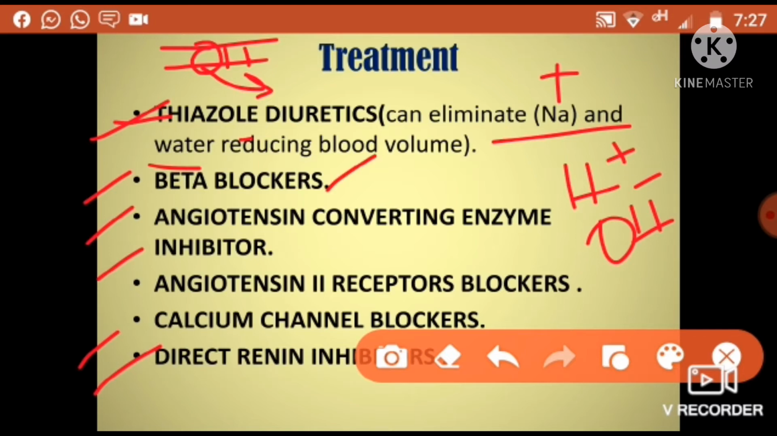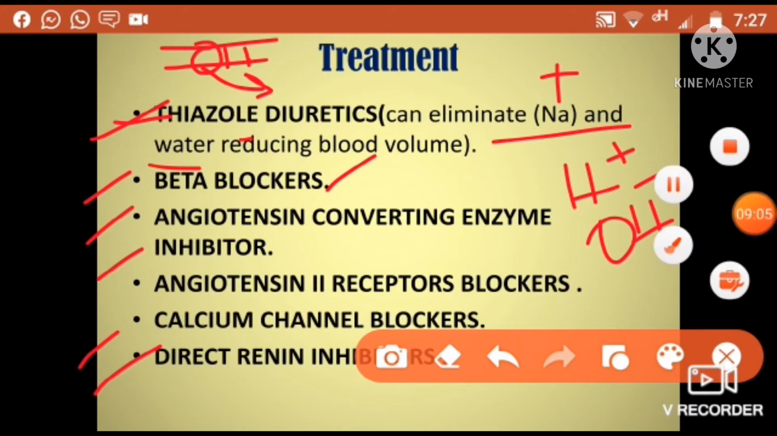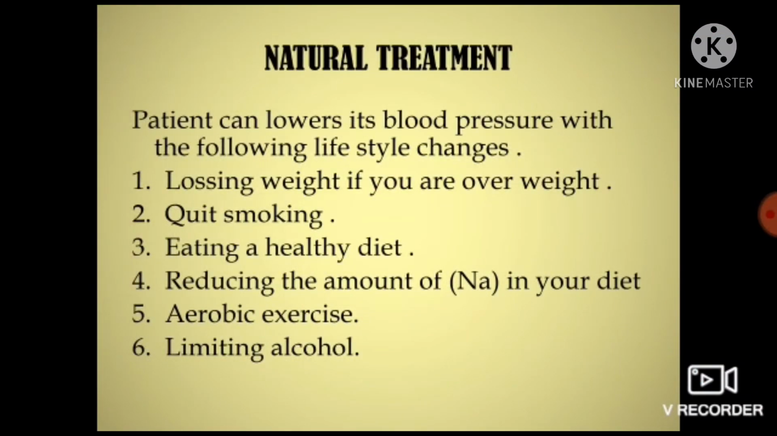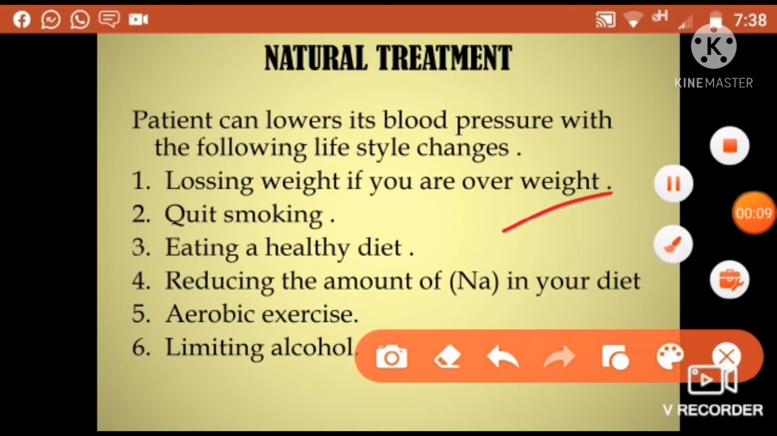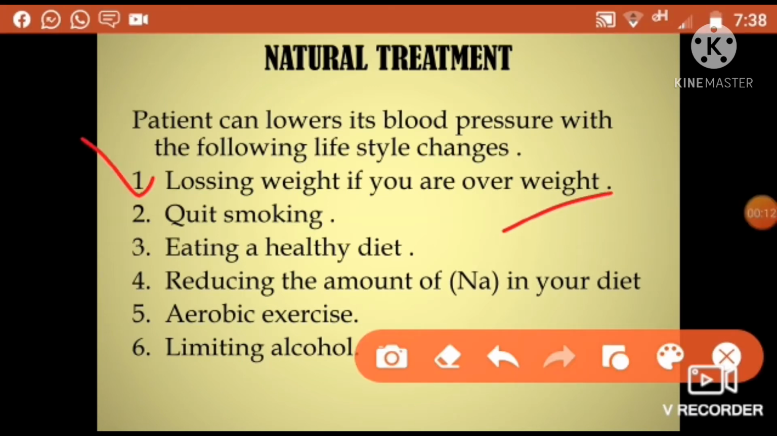Beta blockers also decrease your heart rate. Besides the treatment with these drugs, there is another way to treat naturally. Natural treatment is the best treatment ever. So if you are overweight, you should reduce your weight so you may observe a change in your blood pressure. If you are a smoker, then quit smoking, and your blood pressure may decrease to a sufficient level.